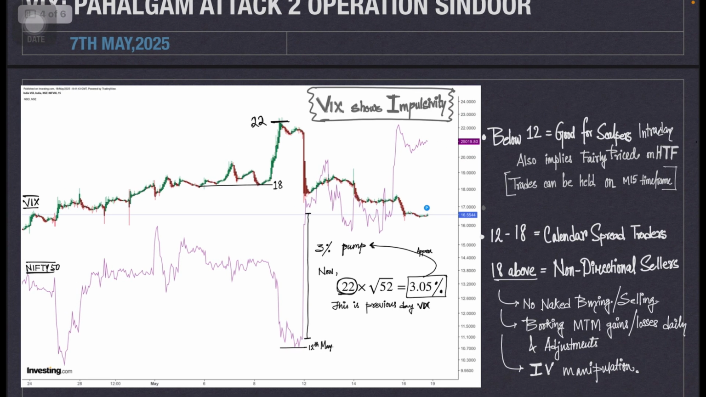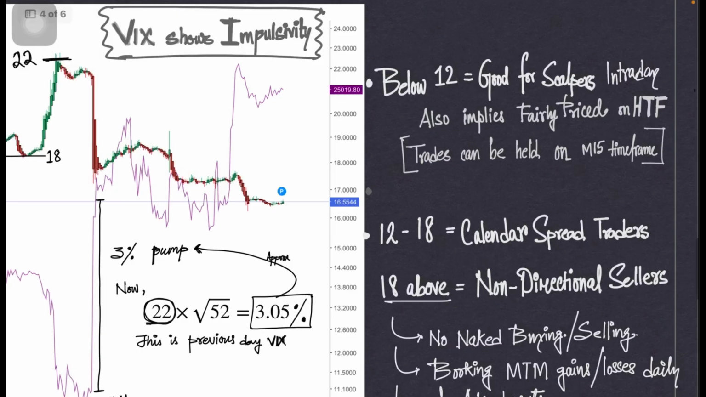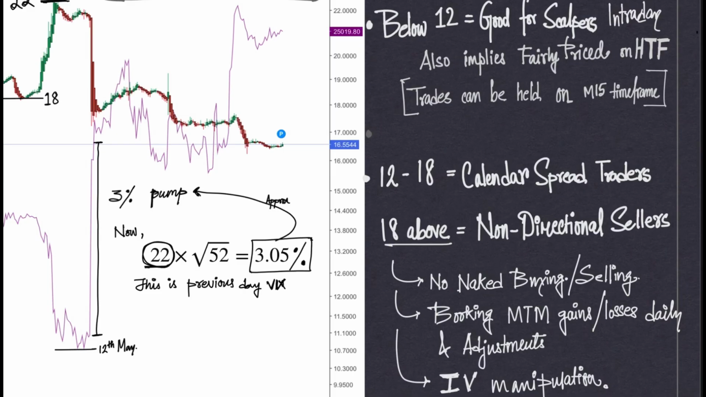And this too helps us categorize the VIX into three important levels. First one being below 12, which is very good for scalpers, intraday mostly. This also implies that the index is fairly priced on a higher time frame and trades can be held on M15 time frame. Finally, the level above 18 resembles that only non-directional selling strategies should be followed. No naked positions are to be added, may it be buying or selling, and booking of M2M gains or losses with daily adjustments are necessary.